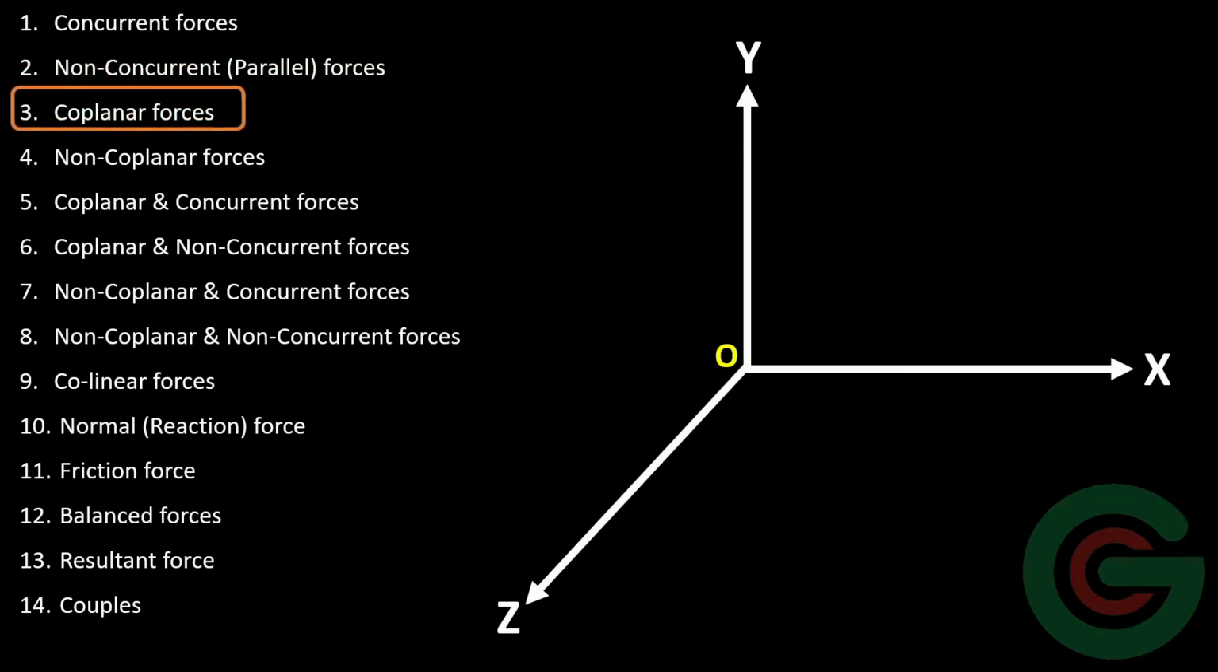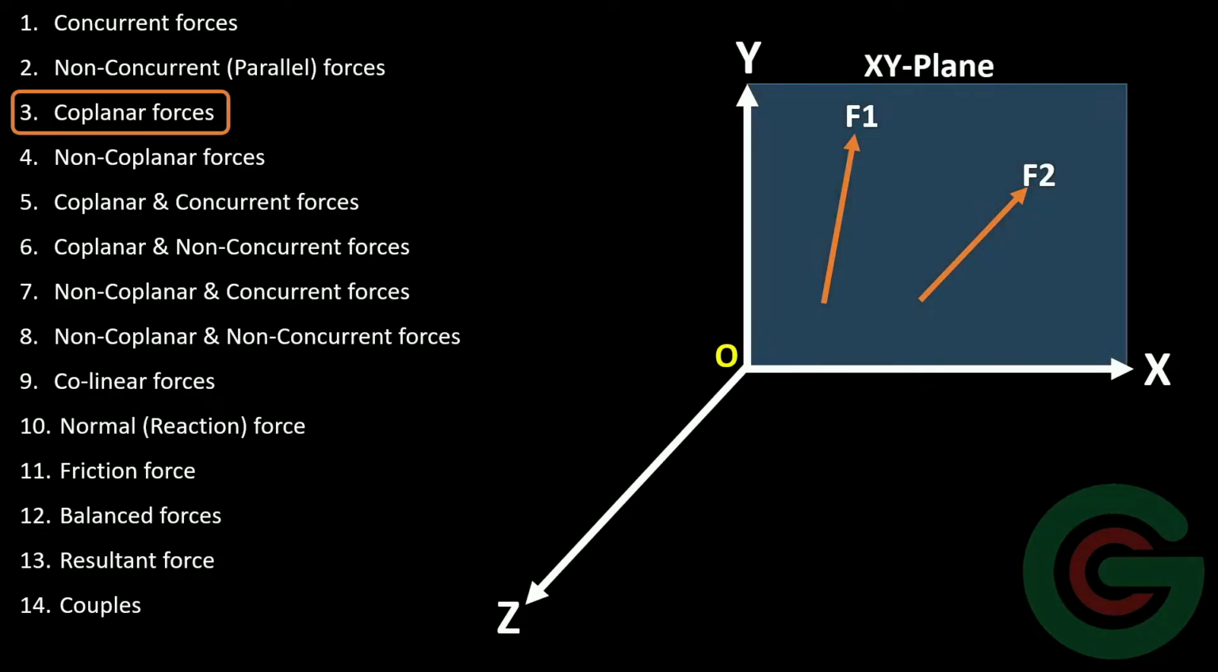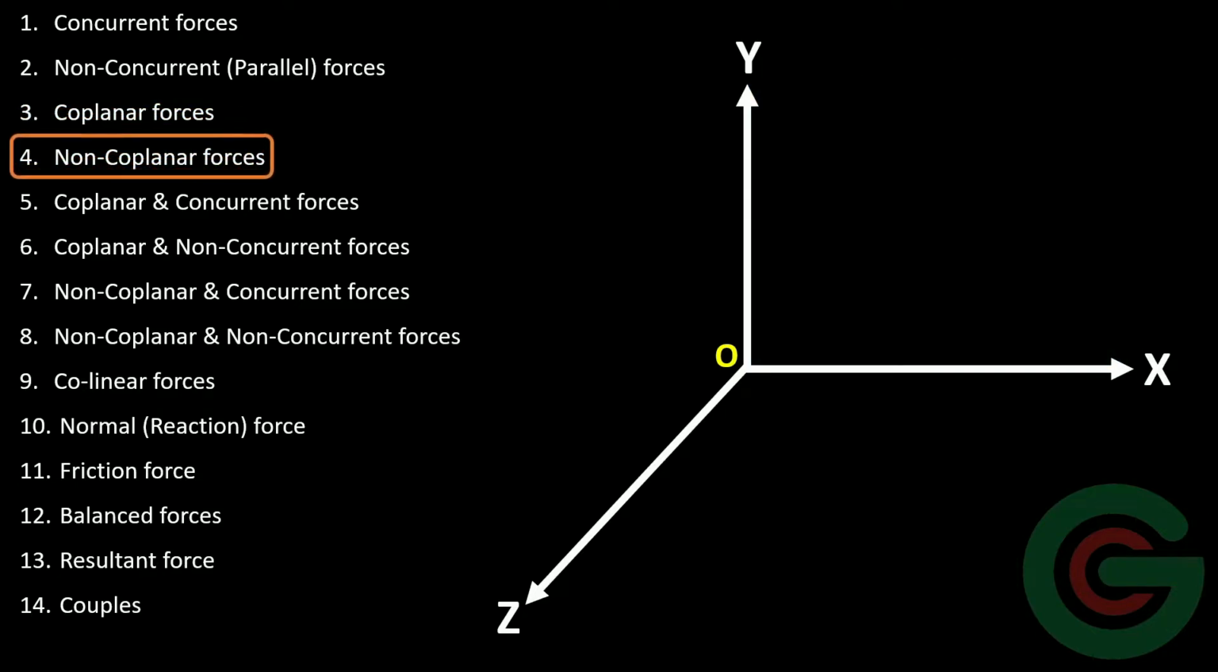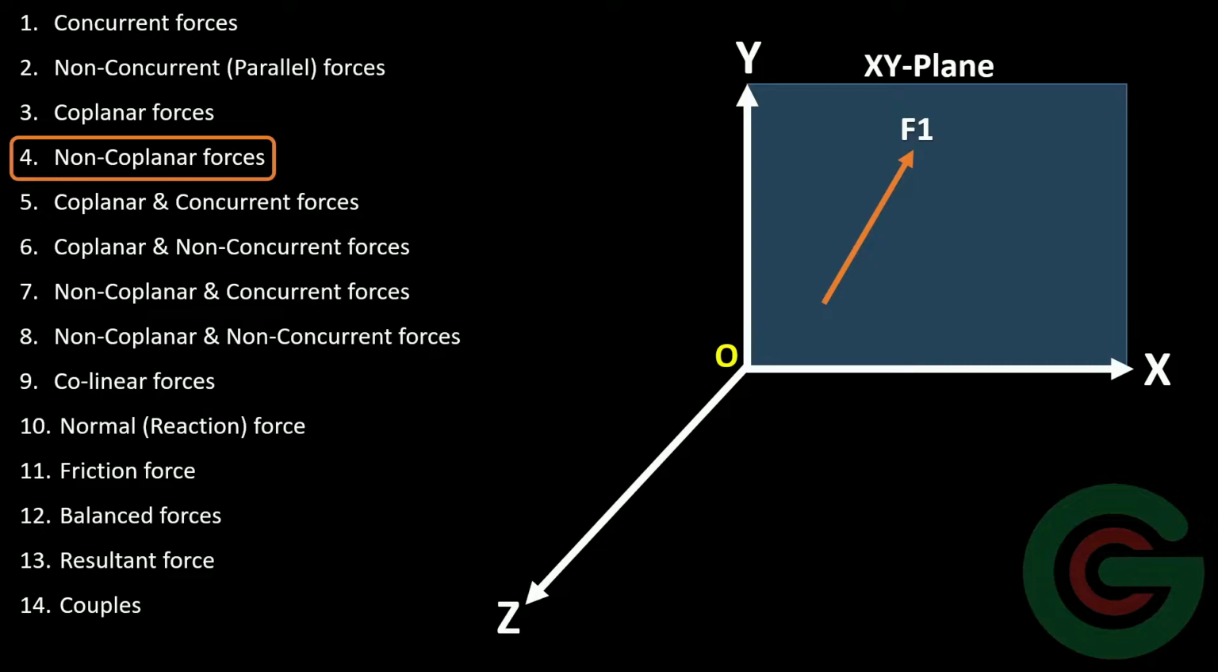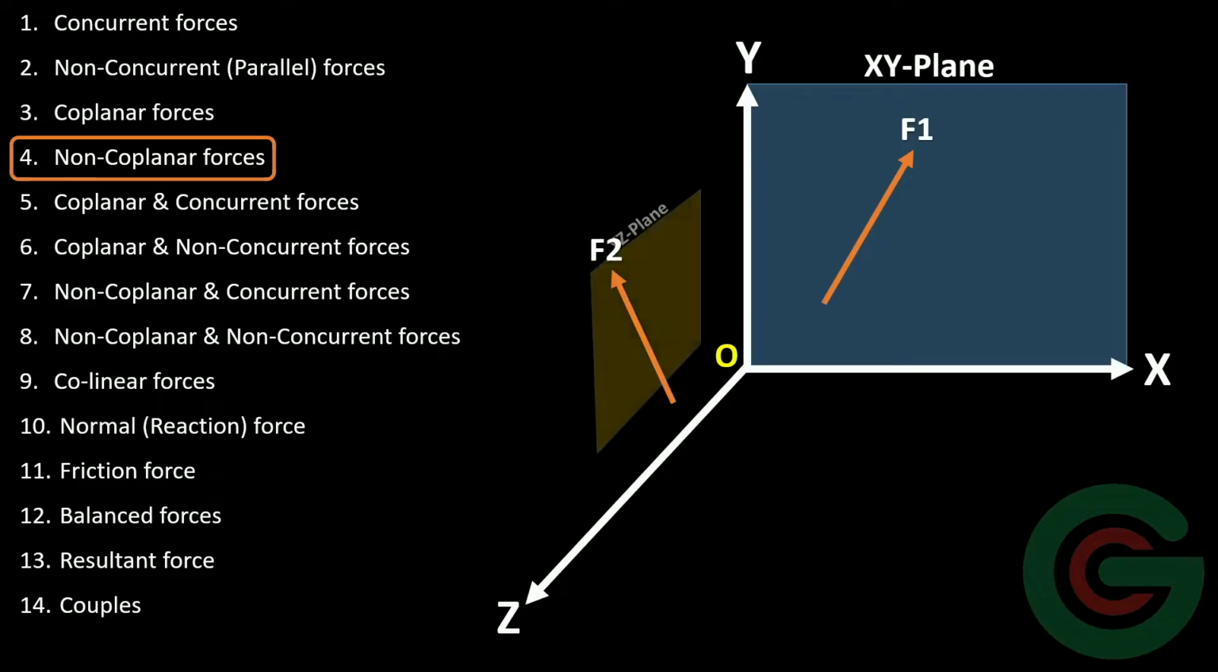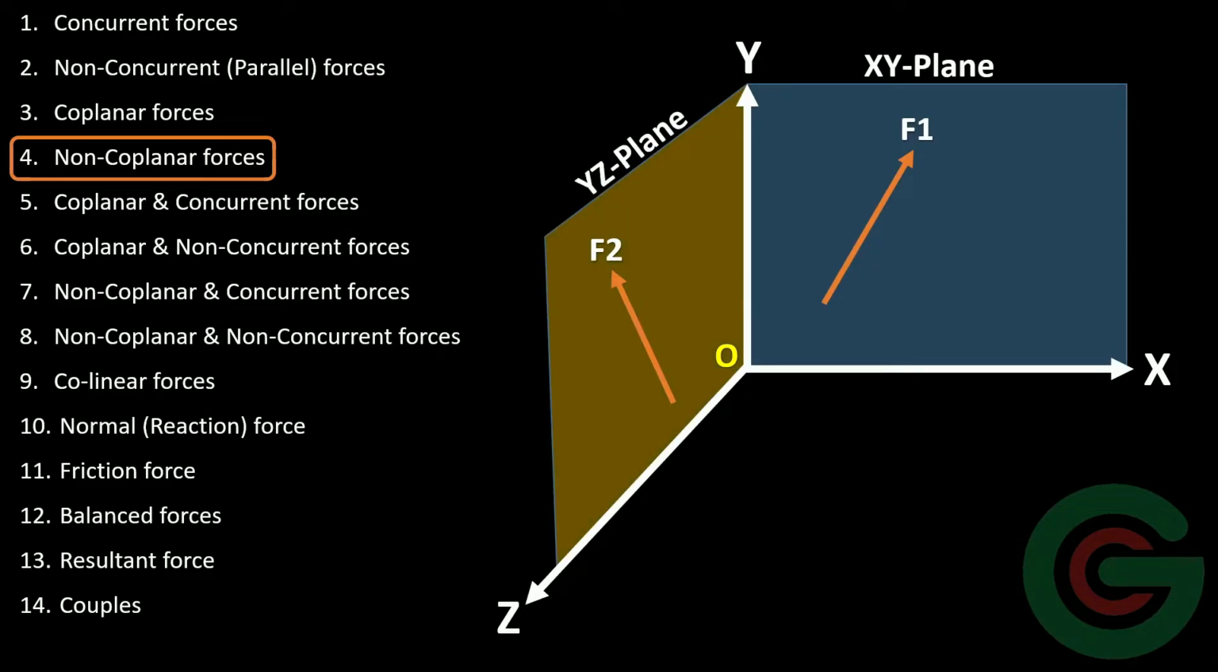Next, coplanar forces. If the forces exist in the same plane of axis, then they are called coplanar forces. Here we have two forces F1 and F2 both existing in the same XY plane. Next, non-coplanar forces. Here force F1 is in the XY plane and force F2 is in the YZ plane. So if the forces are existing in different planes, they are called non-coplanar forces.